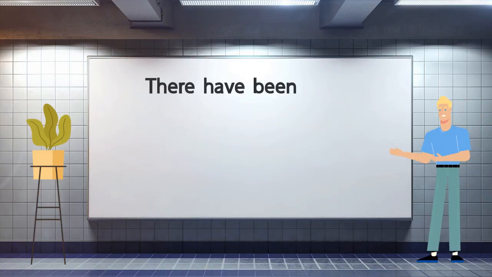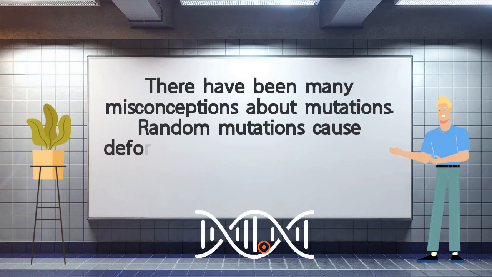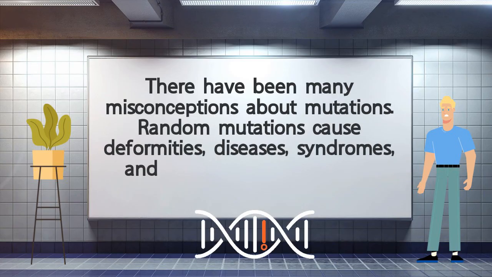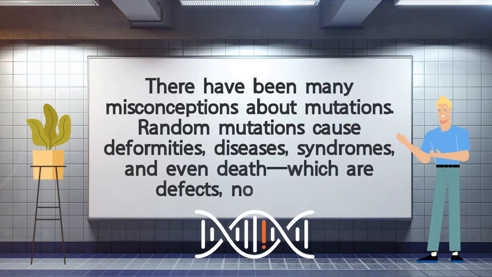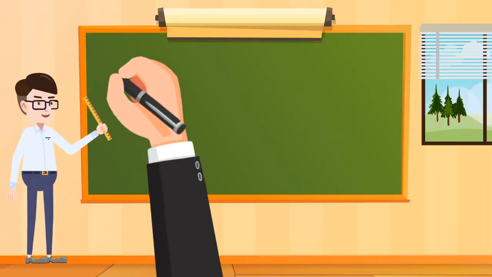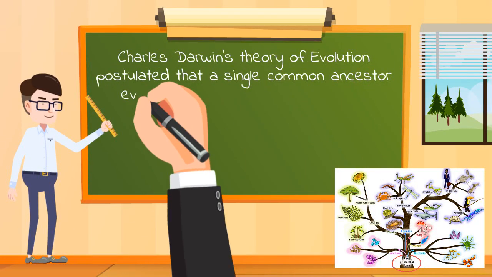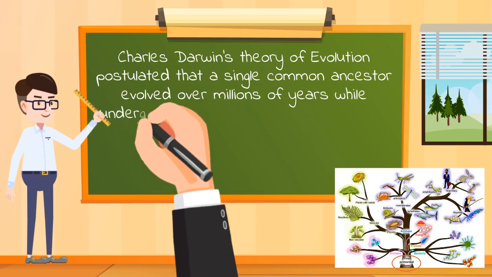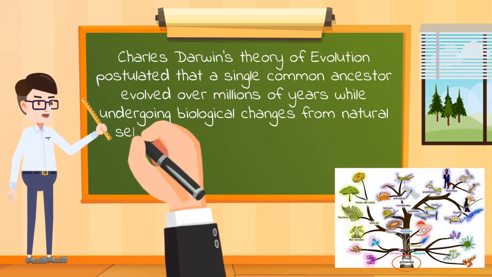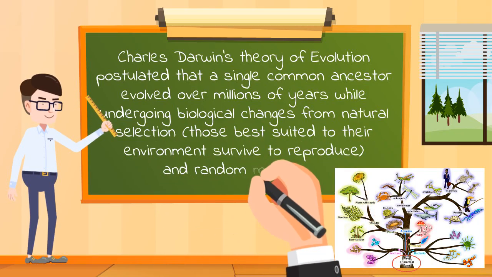There have been many misconceptions about mutations. Random mutations cause deformities, diseases, syndromes, and even death, which are defects, not progress. Okay, so how do we have so many different kinds of animals? Charles Darwin's theory of evolution postulated that a single common ancestor evolved over millions of years while undergoing biological changes from natural selection. Those best suited to their environment survived to reproduce, and random mutations.